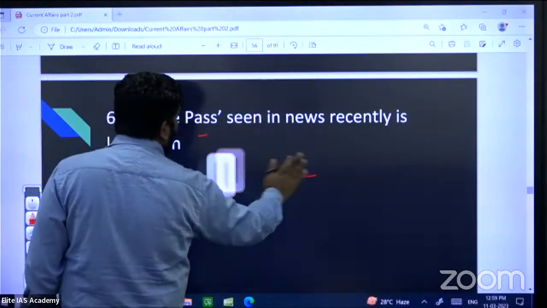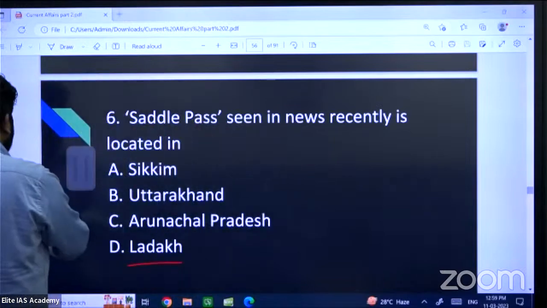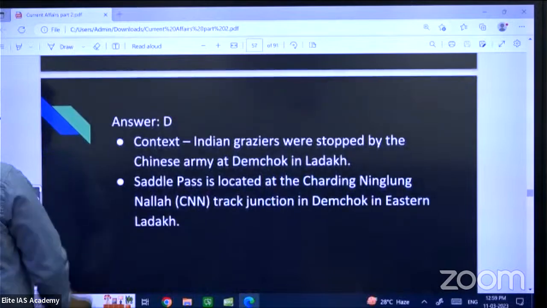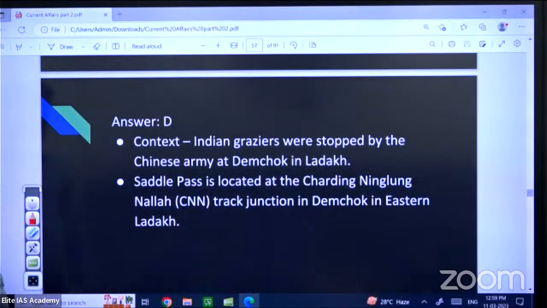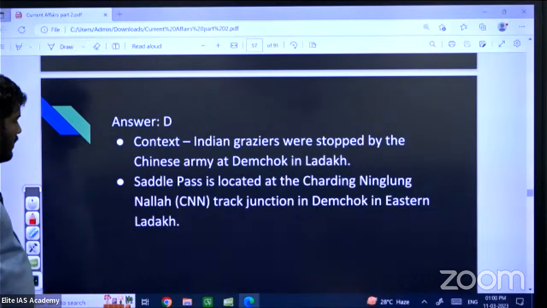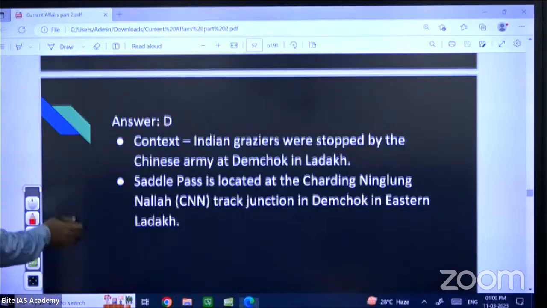It is the same area where right now the tension between India and China is going on, where China is claiming it to be their territory. Indian graziers were stopped by the Chinese army at Demchok, Ladakh. Saddle Pass is located in the Chading Ninglung Nala track junction and Demchok in eastern Ladakh. So it is in Ladakh.